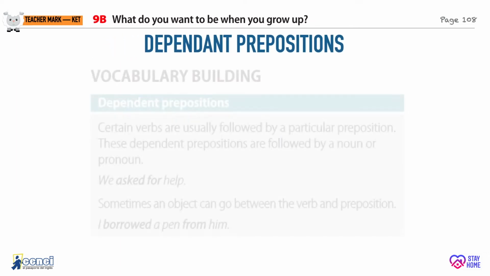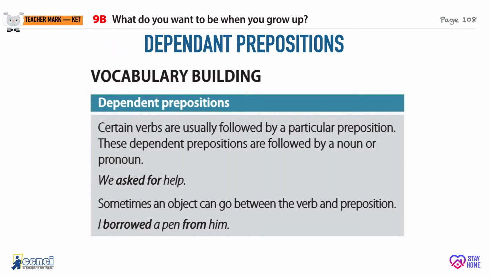Diving in, we have the vocabulary building. Dependent prepositions are certain verbs that are usually followed by a particular preposition. These dependent prepositions are followed by a noun or a pronoun. Here we ask for help.